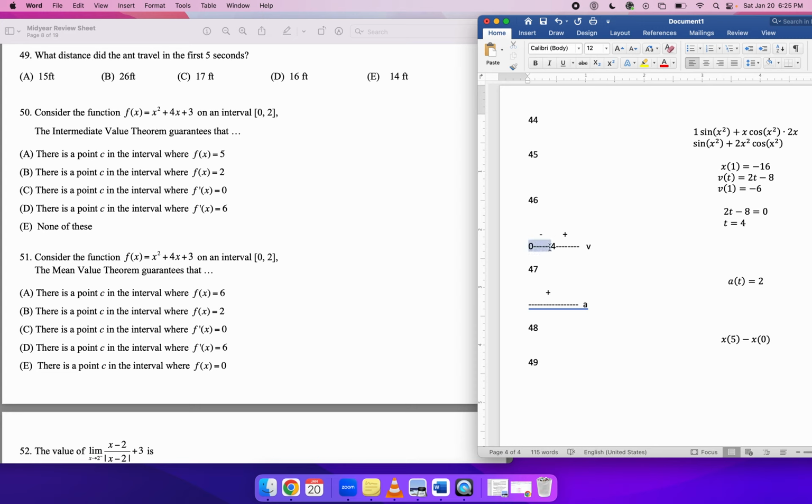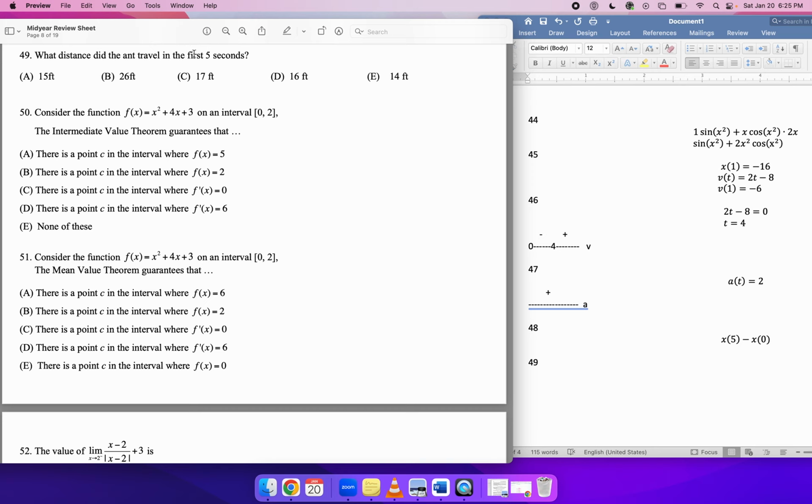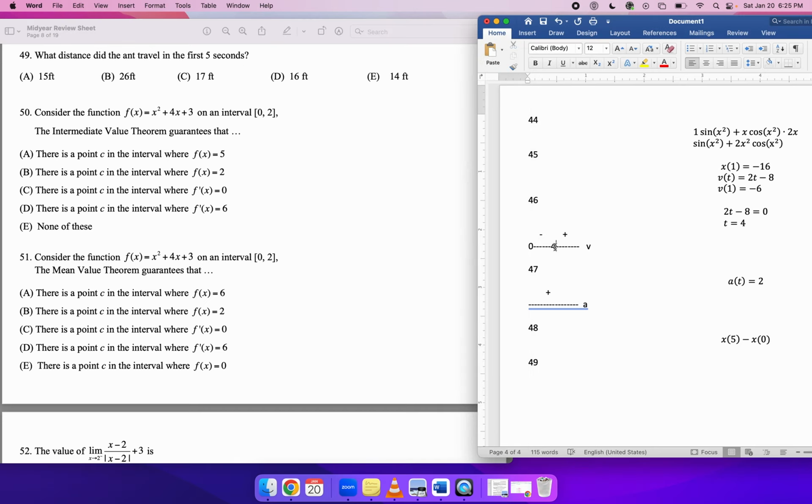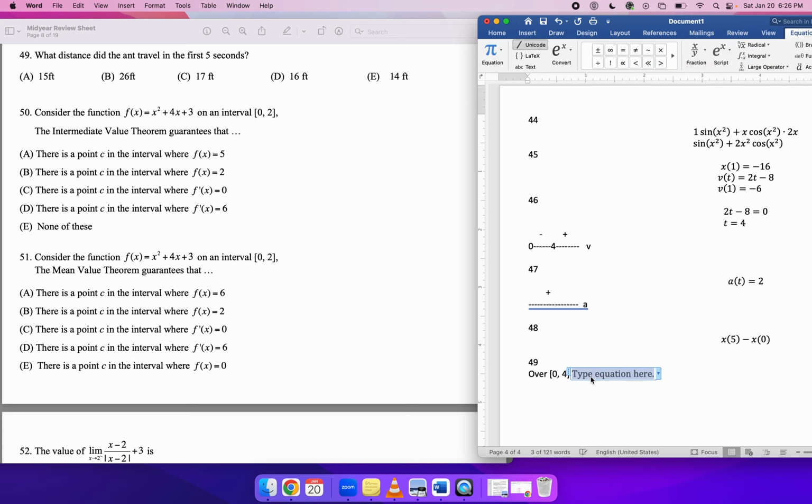We already have the velocity number line here from earlier. So from time 0 to 4, the ant is moving to the left. And then we're asking how far did he go in 5 seconds. So from 4 to 5, he's traveling to the right. So I'm going to compute the displacement over those two intervals. Over the first interval, 0 to 4, the displacement is going to be x of 4 minus x of 0, and you can figure out what that is. You're going to make this positive, right? You're going to take the absolute value of this thing.